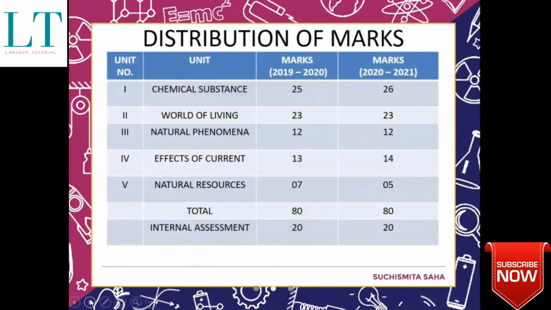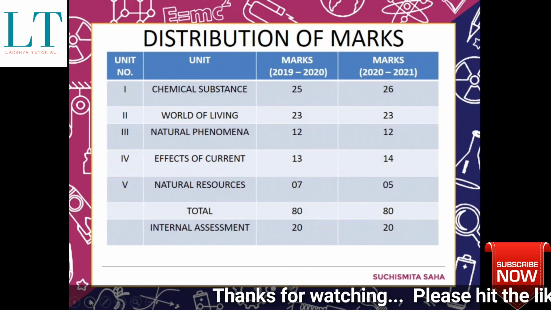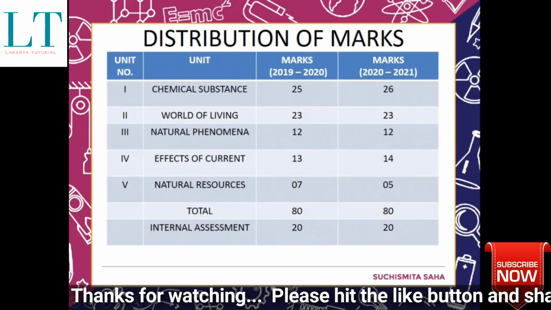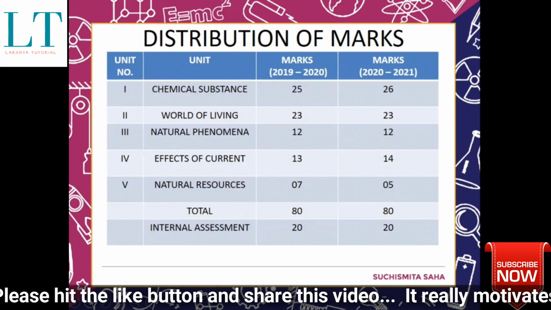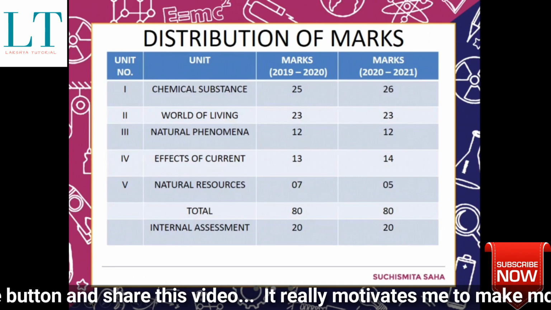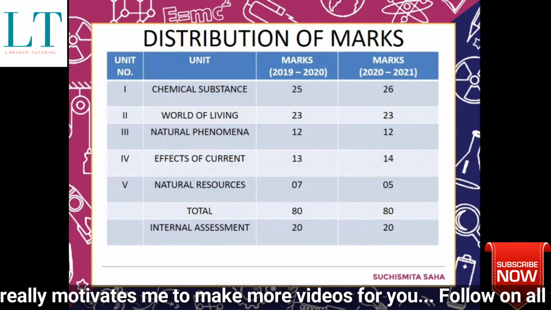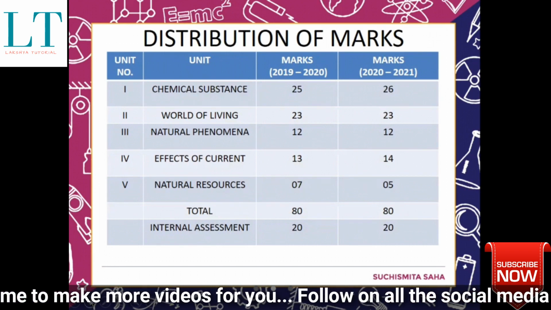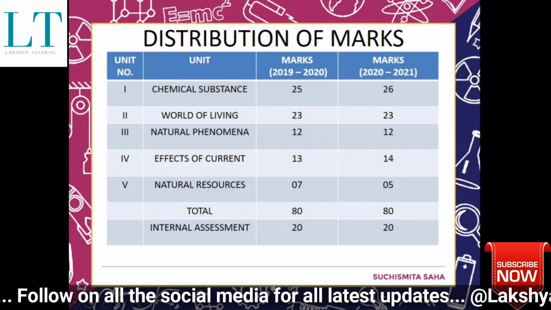Now this is the distribution of marks mentioned by the board. In the previous year 2019-20, as you can see, unit 1, chemical substances, has 25 marks, whereas this year it will be 26 marks. World of living doesn't have any change, 23 marks, and this year also it will be 23 marks. But do take care that some portions are already excluded, which I mentioned earlier. Natural phenomena also have some portions excluded, but the total marks are kept the same by the board, 12 and 12 this year also. Effects of current has 1 mark increased, that is 13.